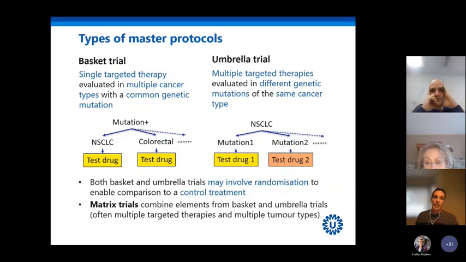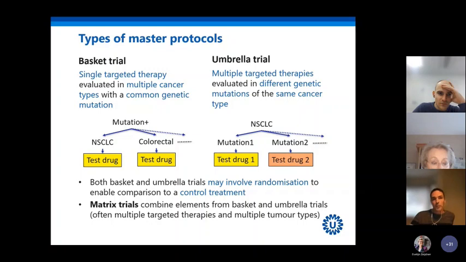And in the diagram, I did not draw a control arm or a control treatment, but there are basket and umbrella trials that also involve randomization, and also include a control treatment, a standard of care treatment for each of the cancer types or for each of the mutations.